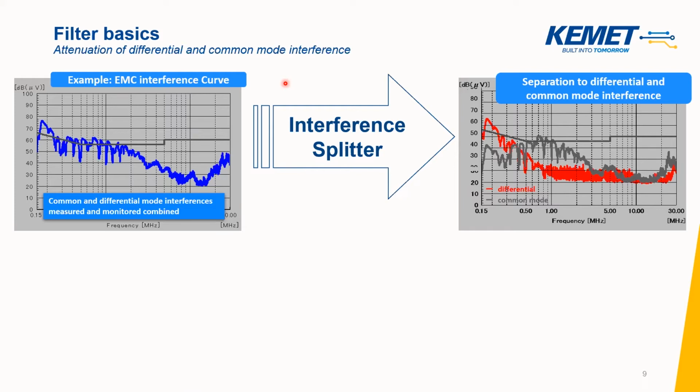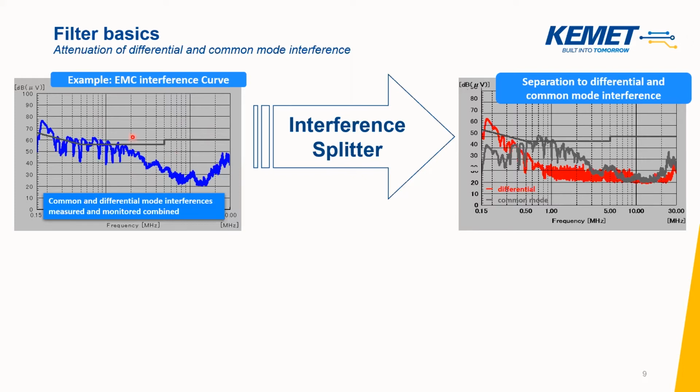EMI noise amplitude against frequency could look similar to what you see as the blue curve on your screen here. Before understanding how to get rid of this noise, because this just looks like random noise with different amplitudes at different frequencies, we need to understand what this noise is really composed of. So let's go back to the basics.